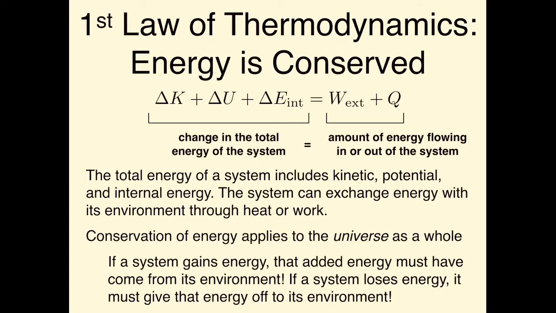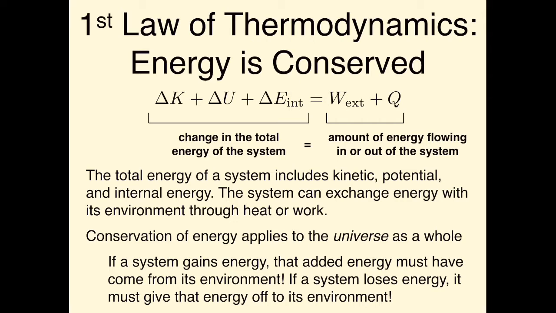Okay, so with all of those definitions in mind, we've got kinetic energy, we have potential energy, we have internal energy, and then we have heat and work. Now, with all those definitions in mind, we can really get to the heart of conservation of energy and how to write it out as an equation. So here's the equation. Delta K plus delta U plus delta E internal is equal to W external plus Q.